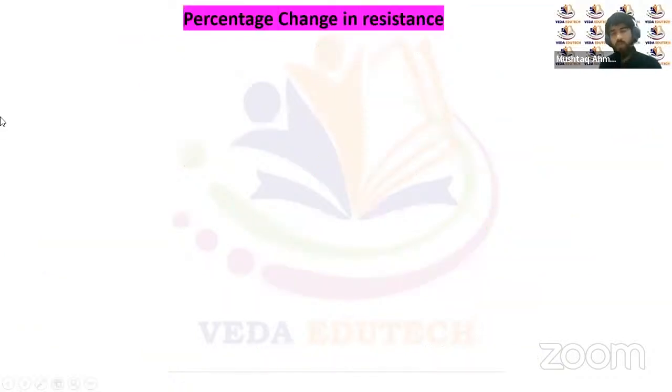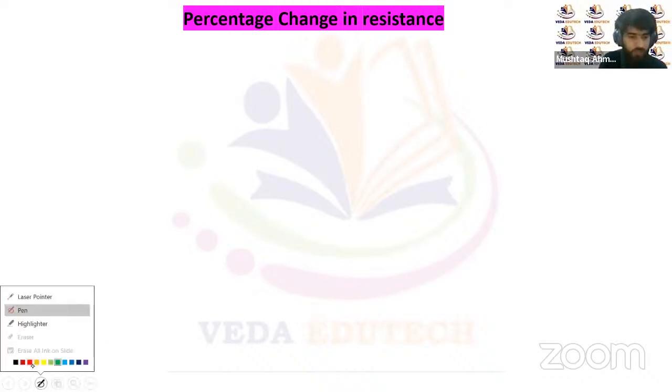Now let's talk about the percentage change in resistance of a conductor. There are certain questions asked in different exams like JEE and NEET on the percentage change in resistance if the length of the conductor is changed, or if the area of cross section of the conductor is changed. I will try to show how we can calculate the percentage change in resistance. Now let's discuss this one by one, right?